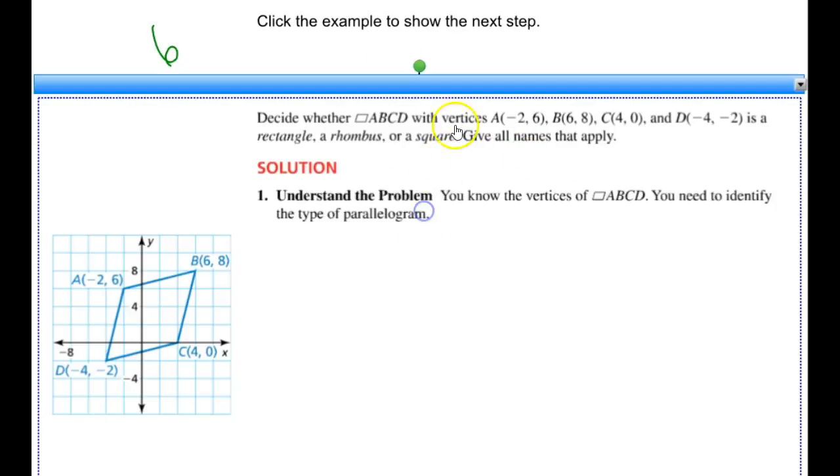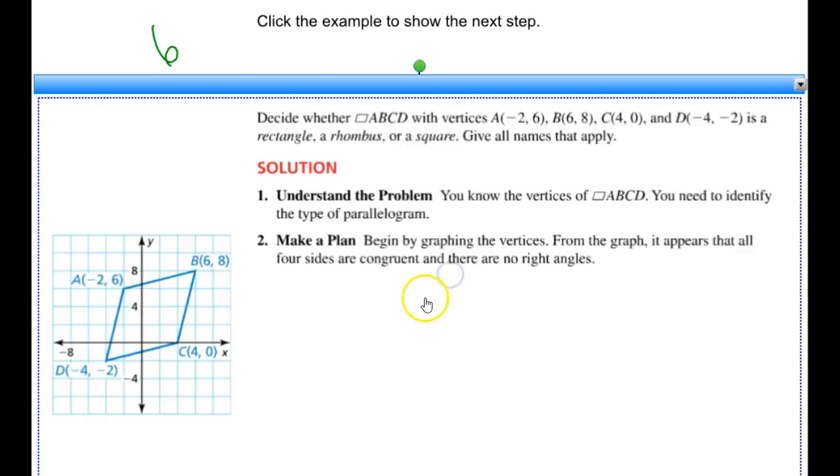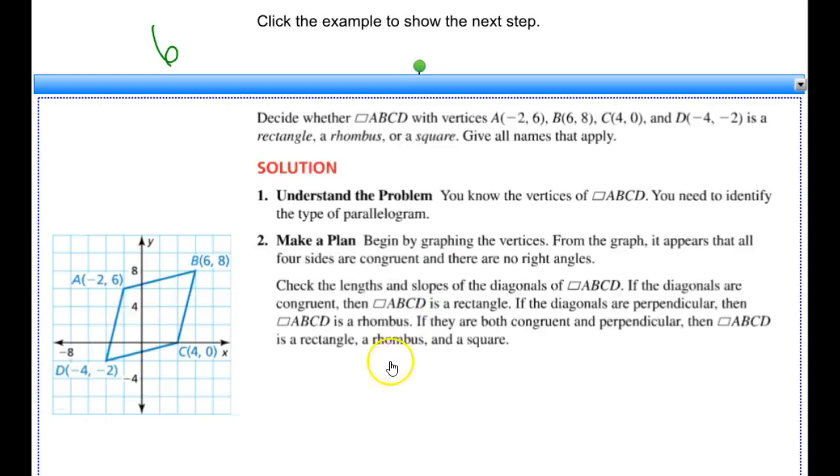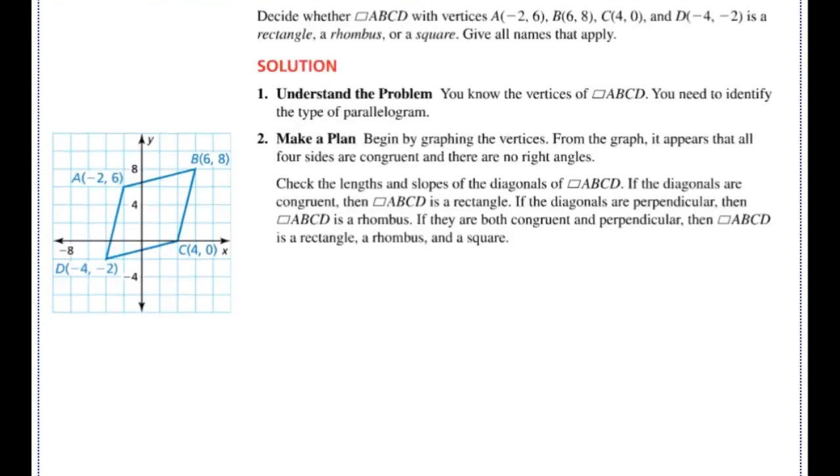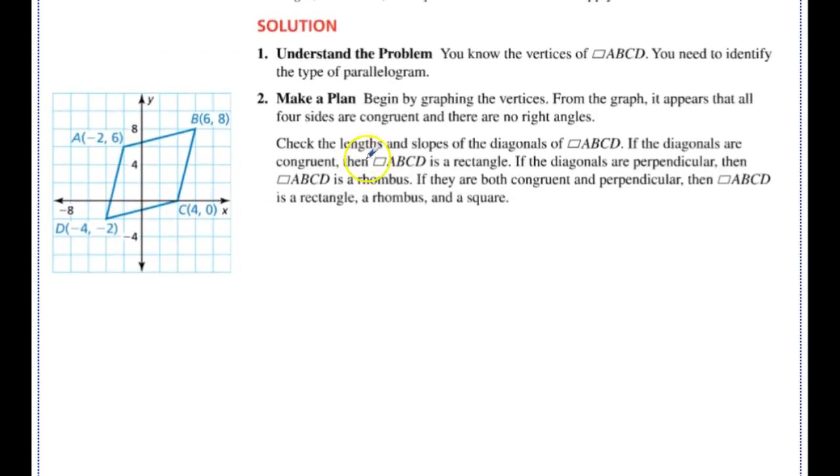So let's walk through the steps that we did. So I know the vertices. So first I have to figure out what kind of parallelogram it is. First thing I would always do is to draw it out so we have a visual and something we can work with. So now it looks, just based on looks, it looks like my sides are congruent and there's no right angles. So now I can check the lengths and the slopes, right, of all of my sides. So if my diagonals are congruent, then I know it's a rectangle. If the diagonals are perpendicular, then I know it's a rhombus.